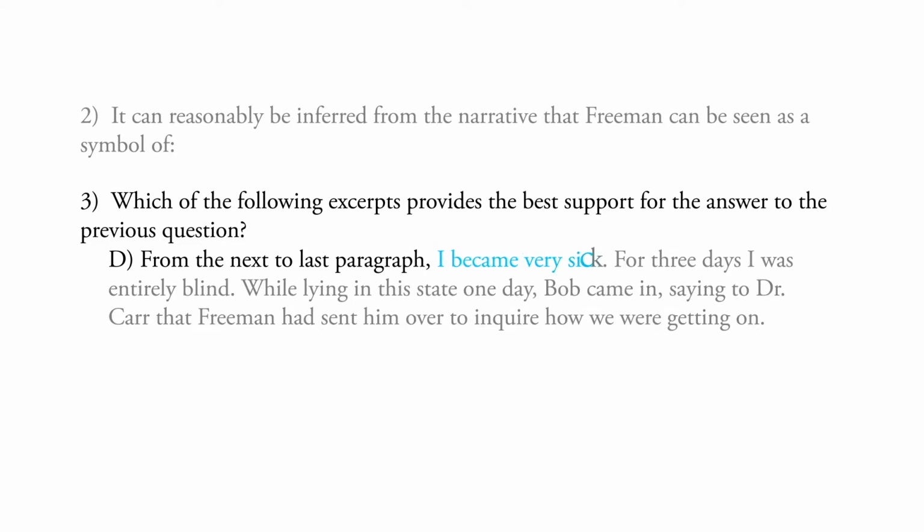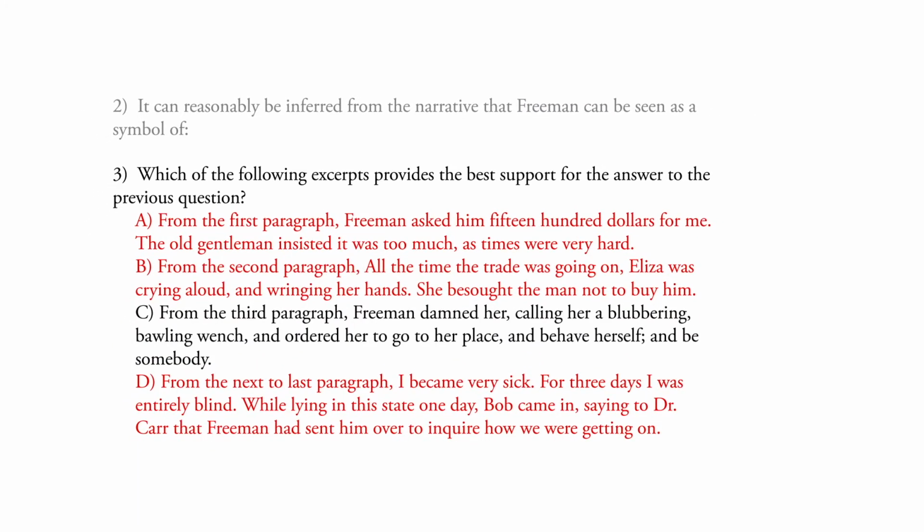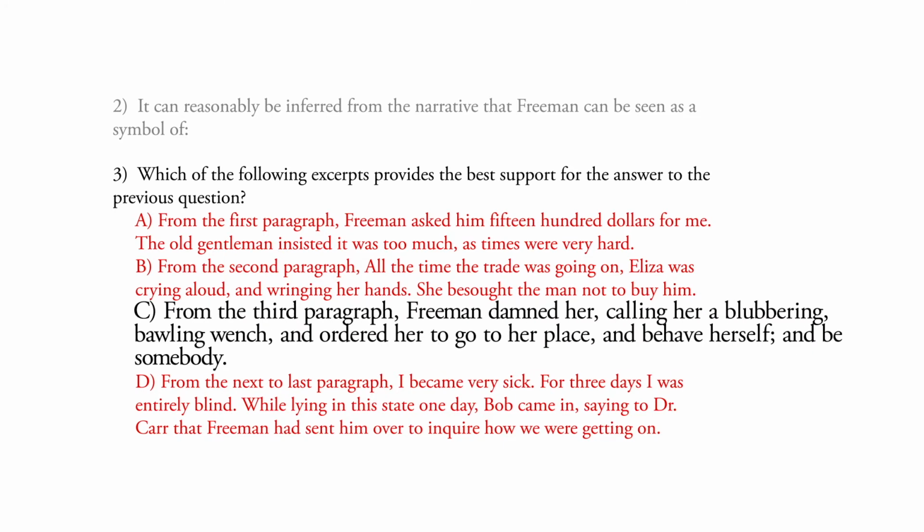Let's look at choice D. "I became very sick. For 3 days, I was entirely blind. While lying in this state one day, Bob came in, saying to Dr. Carr that Freeman had sent him over to inquire how we were getting on." Okay, this is more about the narrator being sick, and it does mention Freeman, but it doesn't really help us to understand Freeman as a symbol. So it's wrong. Well, this means that by process of elimination, all we have left is choice C as the best answer for number 3.